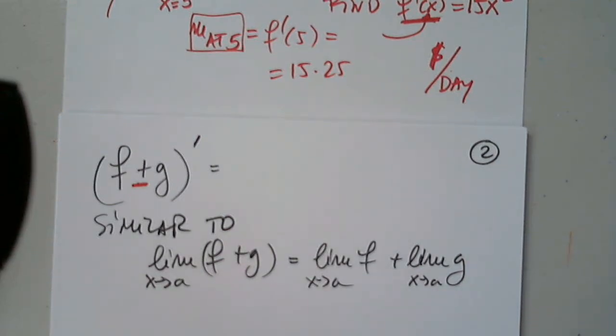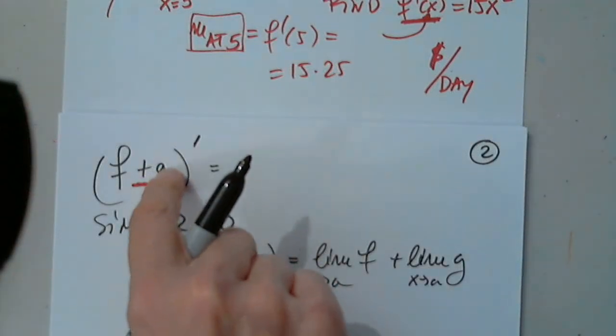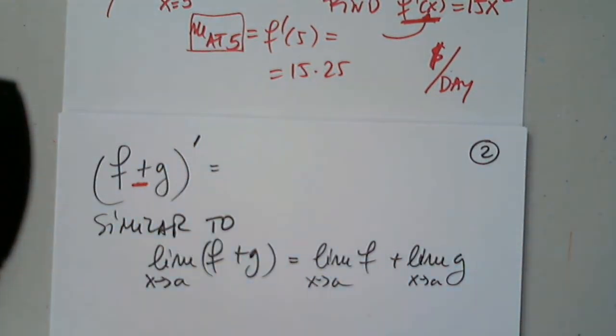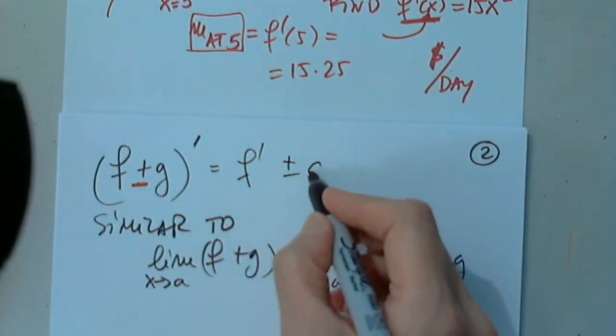Besides, they're both limits. This is a limit of the difference quotient, and this is the limit of a difference quotient for a different function, right? F prime. So this is f prime plus or minus g prime.